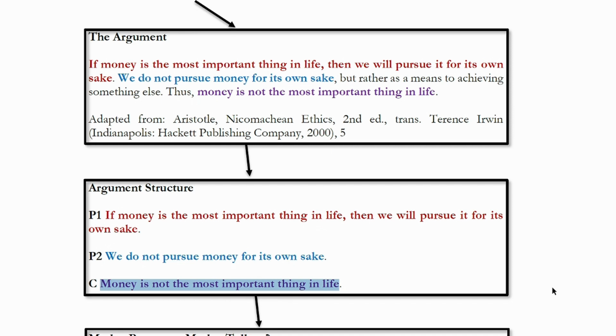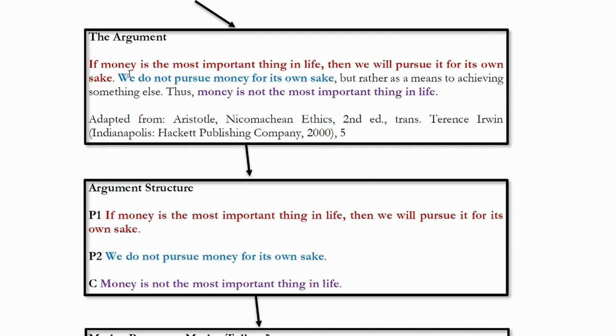Once you've identified the conclusion, then identify the premises. And it seems natural here to think that the preceding two sentences would in fact be the premises. So one premise is a conditional if-then statement. If money is the most important thing in life, then we will pursue it for its own sake. So let's put that at P1.